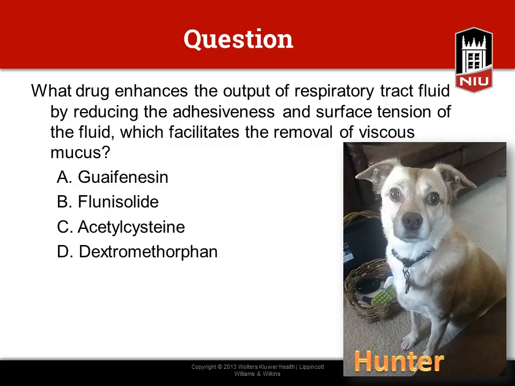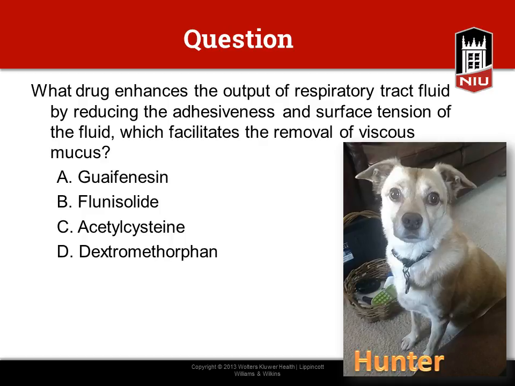Since I can't use Kahoots on this lecture, Hunter asked me to ask you some questions. So, which drug enhances the output of the respiratory tract fluid by reducing the adhesiveness and the surface tension of the fluid, which then facilitates the removal of the viscous mucus? Wow, Hunter asked a difficult question. I would easily look at this and be able to break it down between two of them. Let me let you think about it for a second.